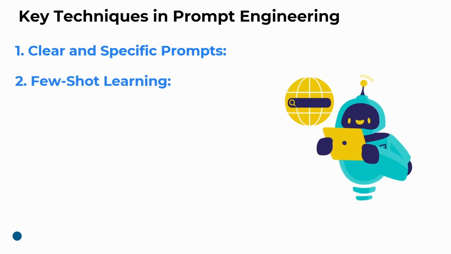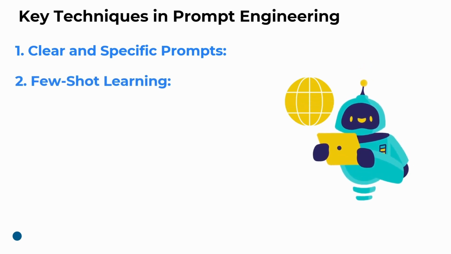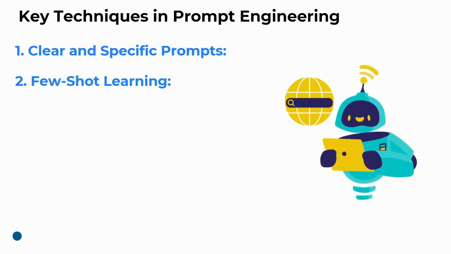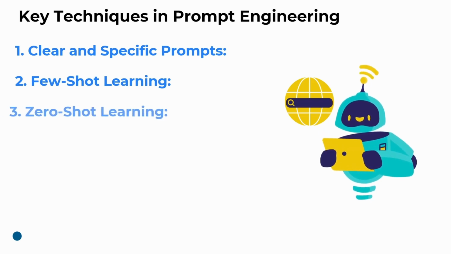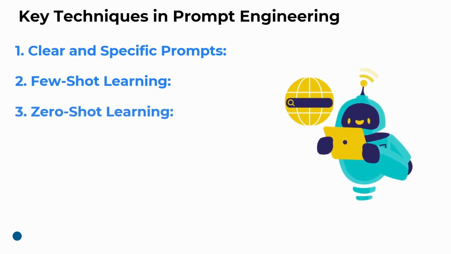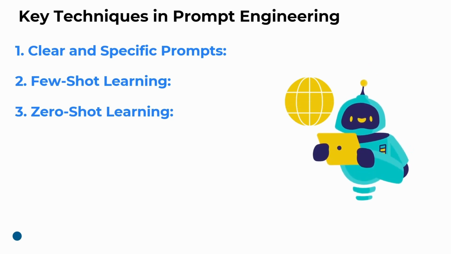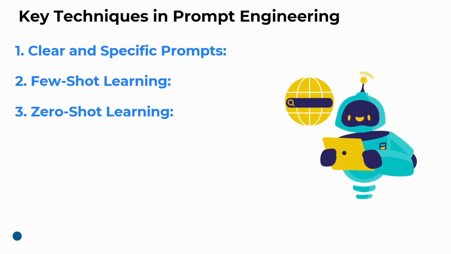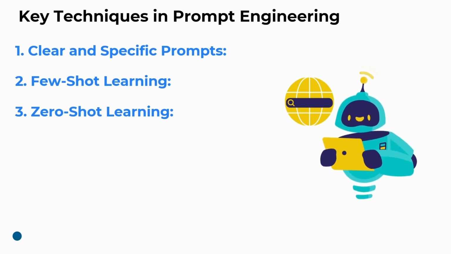Next one, we have few-shot learning. In few-shot learning you provide the model with a few examples of the desired input-output pairs within the prompt itself. This helps the model understand the context and format better. After that we have zero-shot learning. In zero-shot learning you ask the model to perform a task without providing any example. This is useful for simpler tasks, or when you want the model to generate something based on general knowledge, like "translate the following English sentence to Spanish".